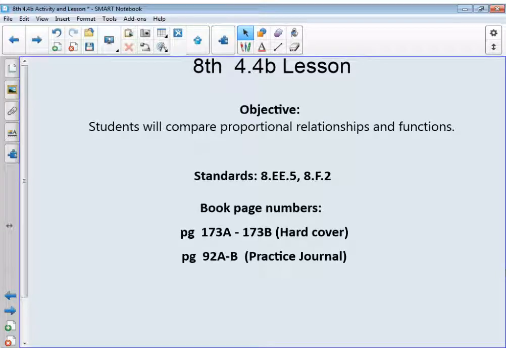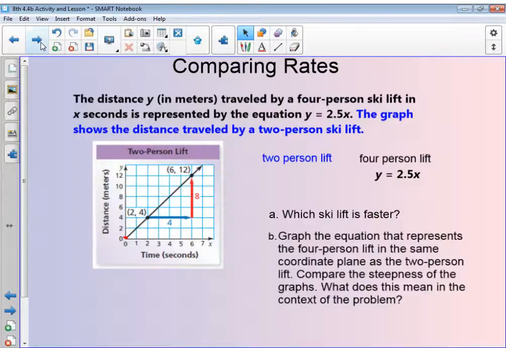That's page 92AB. Okay, so in this lesson, we're going to be comparing rates. So here is an example. It says the distance y in meters traveled by a 4-person ski lift in x seconds is represented by the equation y equals 2.5x. So what that means is that for every second, x, it's going to travel 2.5 meters. So in 2 seconds, you would go 2.5 times 2 and so forth, okay?